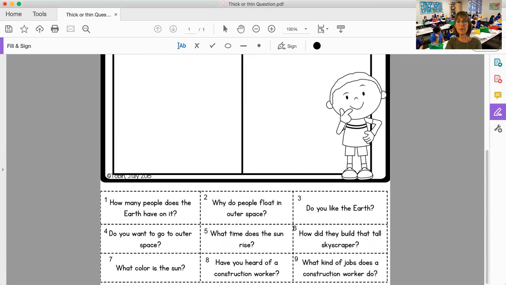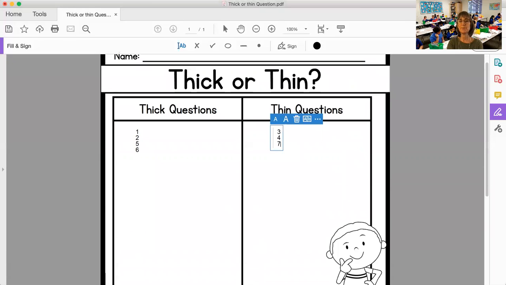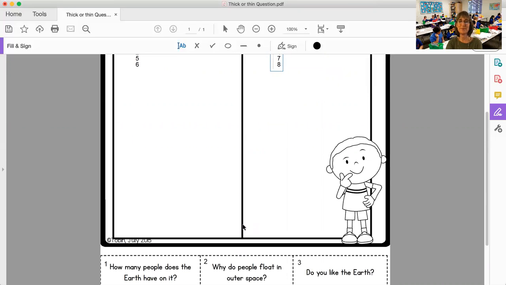Have you heard of a construction worker? Now that's a kind of interesting one. But is it just a yes or no question? Have you ever heard of a construction worker? You could say, yes, I have, or no, I haven't. Pretty thin, right? Good job. If you said thin, you were absolutely right.